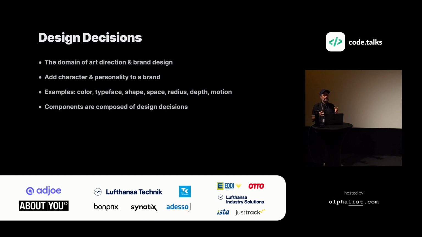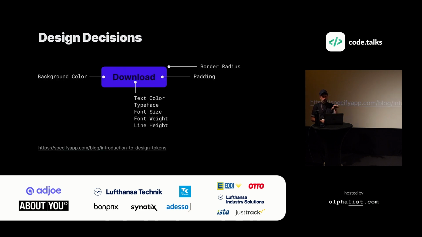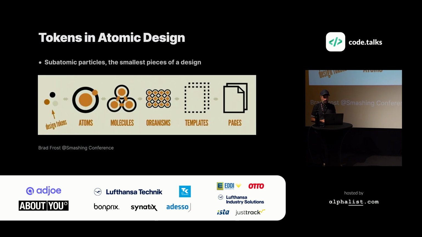It's what makes a brand unique, it's what color you choose, what typeface you prefer, all the decisions you make, typically in art direction or when working on brand design. So that's what it is. And I think when you see this image, it's clear. It's the purple color tone you chose for your button background, your text color, your typeface, letter spacing, all that. All what makes your brand unique would be a design decision.